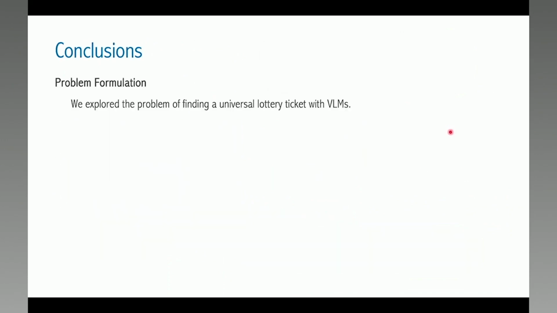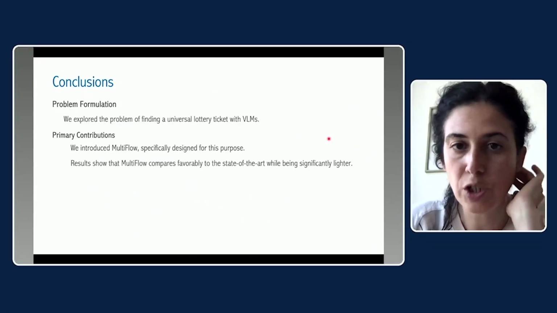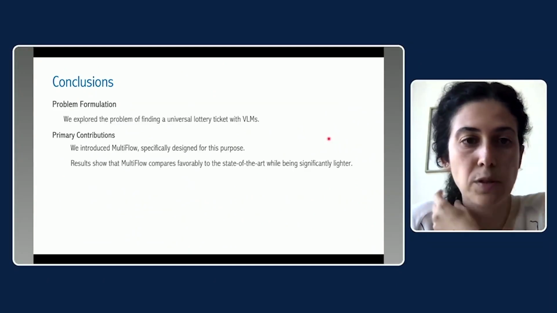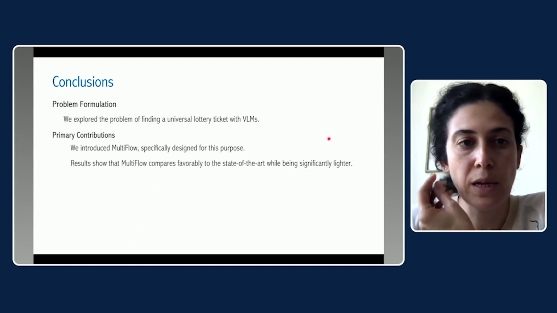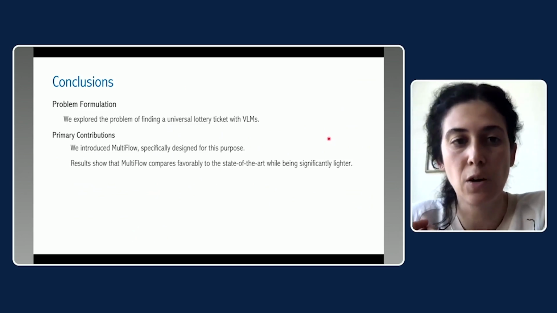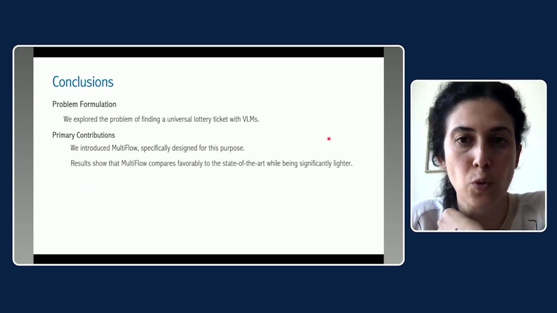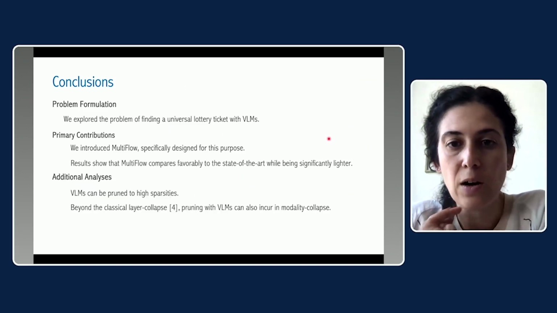So to conclude about this first work, we decided to explore for the first time this idea of finding a universal lottery ticket for VLMs. We have two primary contributions. We introduce our new approach that is specifically designed for this purpose, our multi-flow. And another contribution is that we perform a very systematic evaluation of our approach and different methods on different multimodal tasks, on different VLMs. I think this could be useful for future work on the same topic.